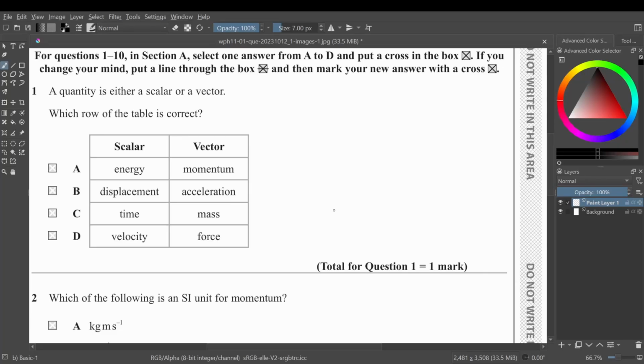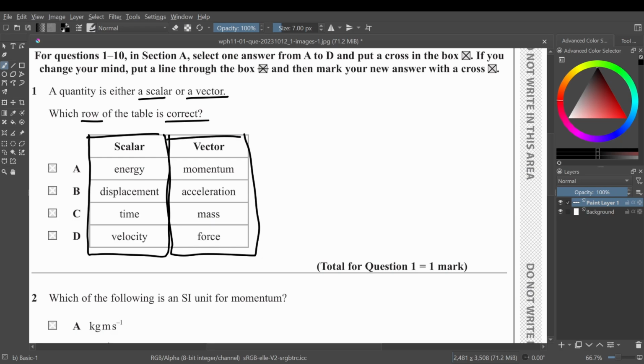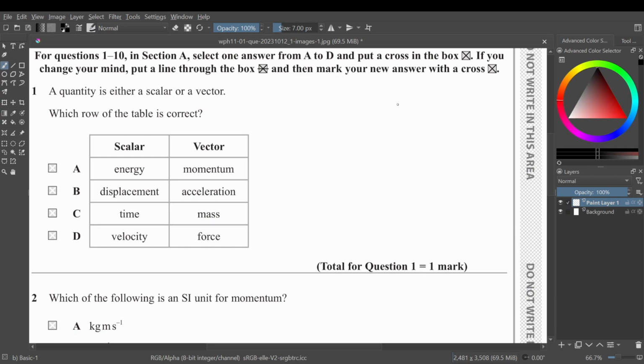Okay, so we have a question right here. It basically says that a quantity is either a scalar quantity or a vector quantity. Which row of the table is correct, right? The first column is our scalar quantity column, and the second column is our vector quantity column. Now we have to find which row has our scalar quantity and our vector quantity in the right positions, right? So let's first know what is a scalar quantity and what is a vector quantity.